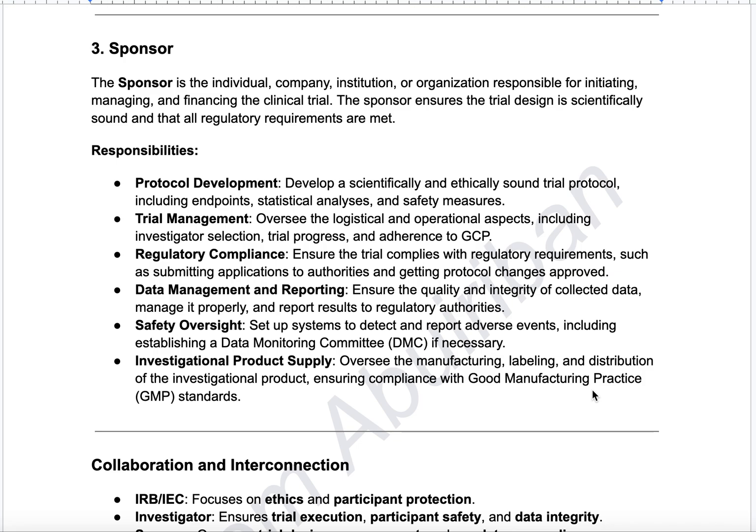Data management and reporting, ensure the quality and integrity of the collected data, manage it properly, and report results to regulatory authorities. Safety oversight, set up a system to detect and report adverse events, including establishing a data monitoring committee if necessary. Investigational product supply, oversee the manufacture, labeling, and distribution of the investigational product, ensuring compliance with good manufacturing practice standards.